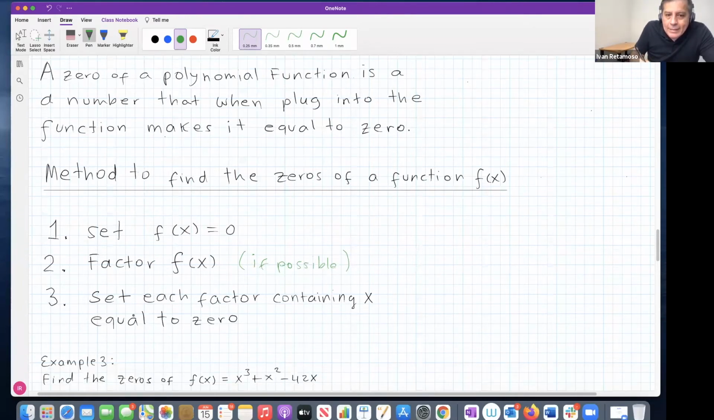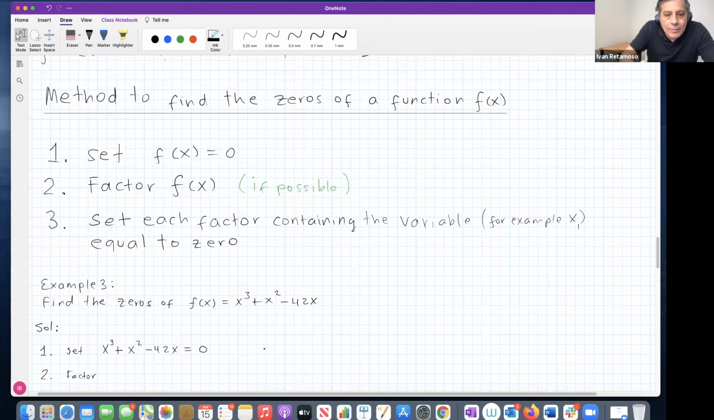Next, set each factor containing the variable, let's call it x, equal to 0. Maybe we should write in general the variable, because sometimes the variable might not be x, might be t, might be w. For example, x, that could be any variable, equal to 0. And from there, you should be able to extract the zeros of your polynomial function.